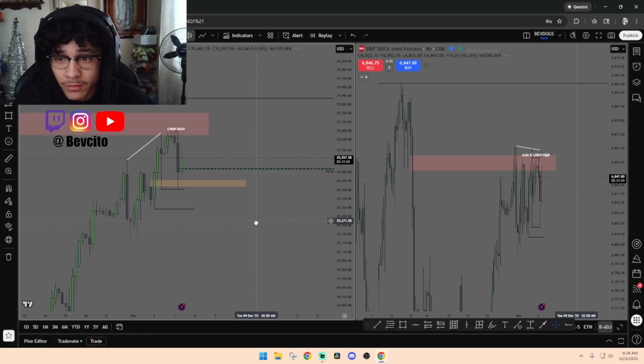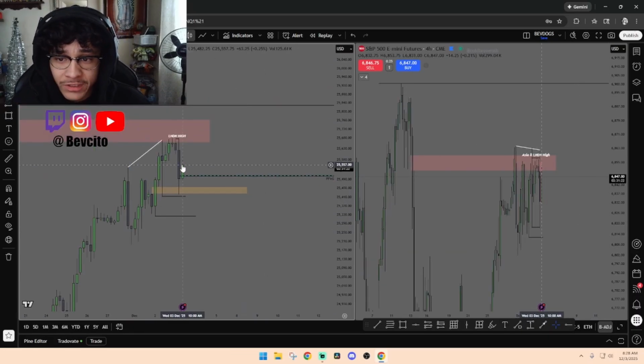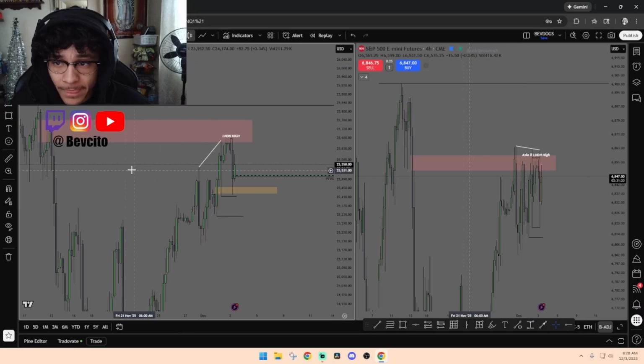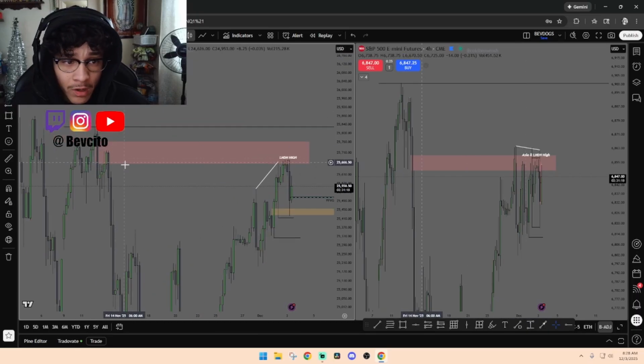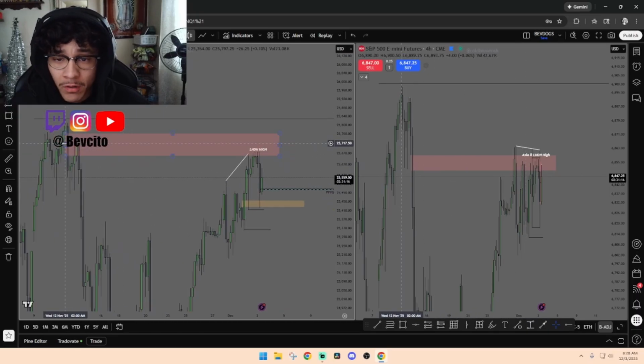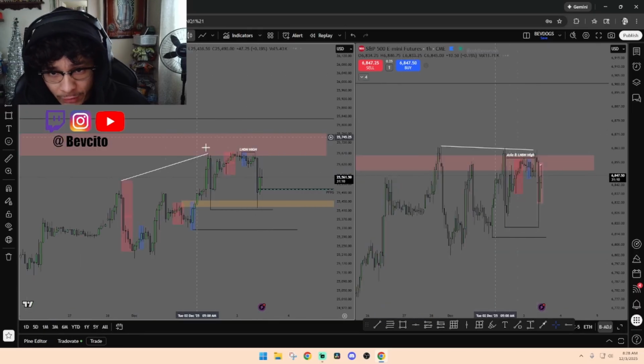So before I go on to the 1 hour, though, we have this 4 hour change in the state of delivery that's bearish. And also, we're tapping into this 4 hour gap. So we have a 4 hour fair value gap that we rejected from. We had SMT as well. And also, we had a 4 hour change in state of delivery.